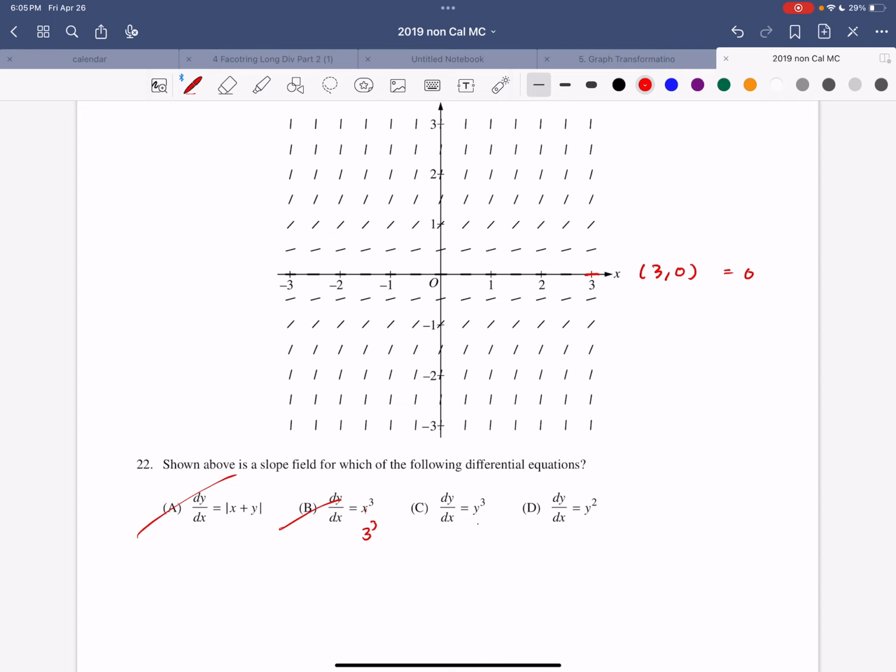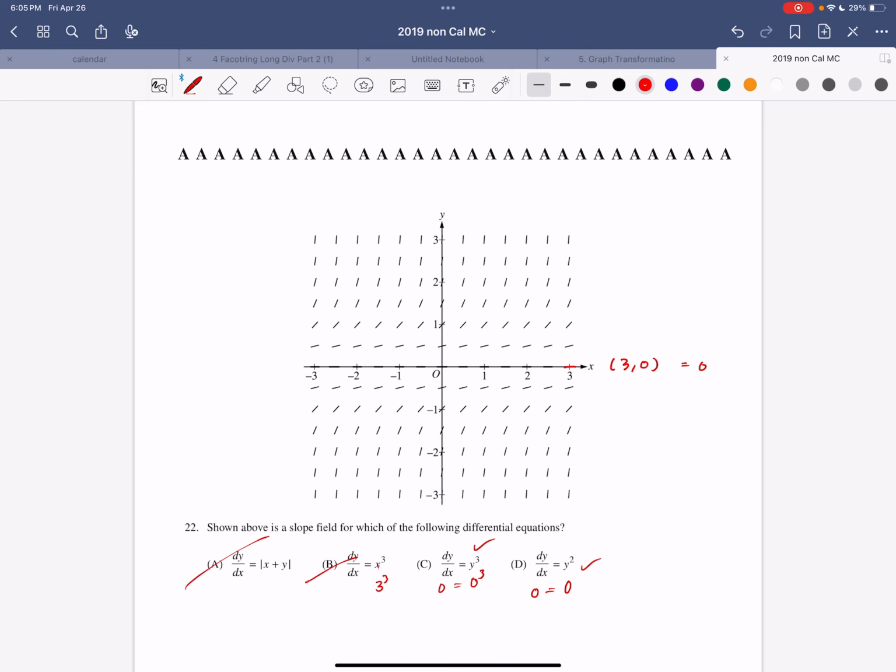If I plug in 0, so y is 0 to the third power, is that going to give you 0? Yeah, so that can be one of the options. 0 is equal to 0. Yeah, that can be the answer. So the answer is going to be one of these two. Since it is a matter of the square and cubic, I'm going to choose some negative y value.